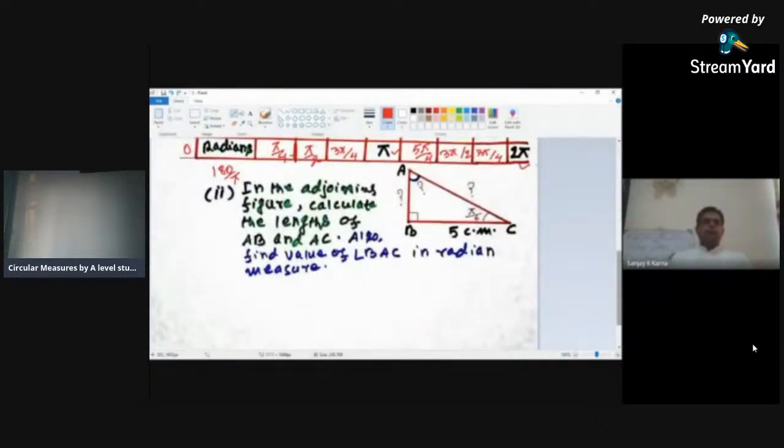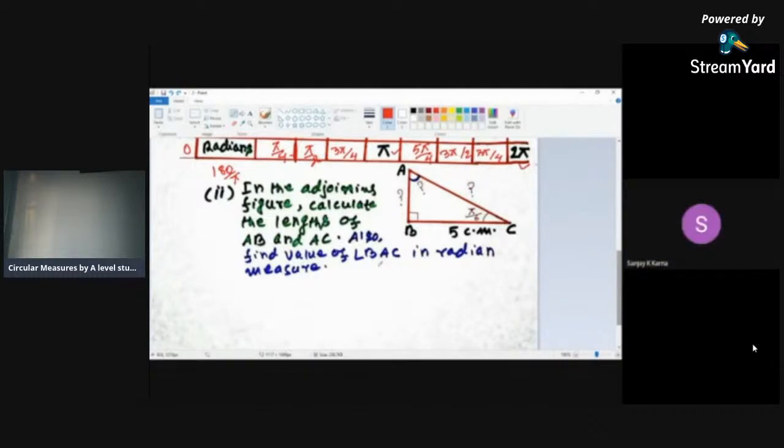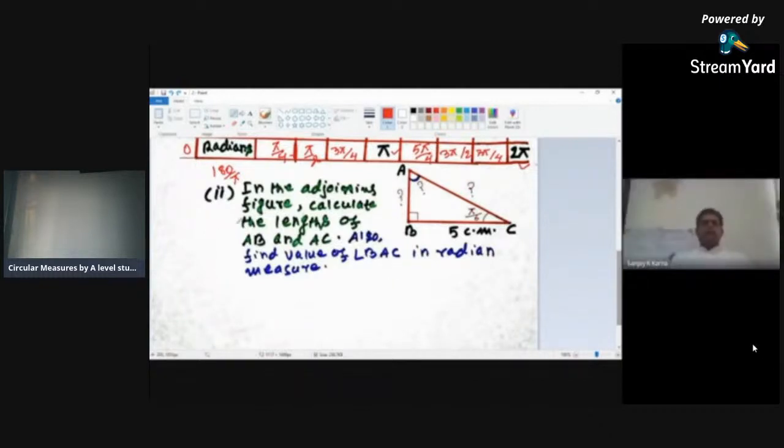Okay, now we have another example also. In the adjoining figure, calculate the lengths of AB and AC and also find the value of angle BAC in radian measure. This is a very simple example that makes your entry into the problem solving area of circular measure. Here you should be able to use your skill of trigonometric ratios in this triangle and also the Pythagoras theorem, which states that h square, that is hypotenuse square, equals perpendicular square plus base square.